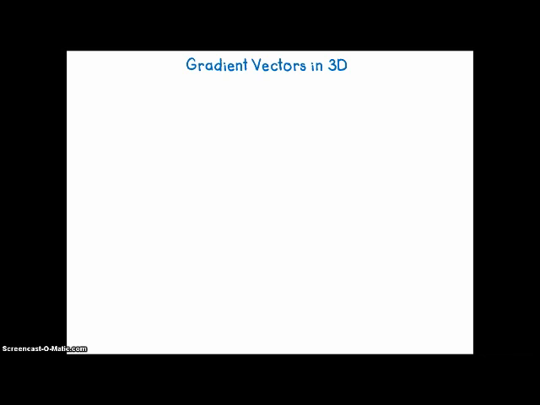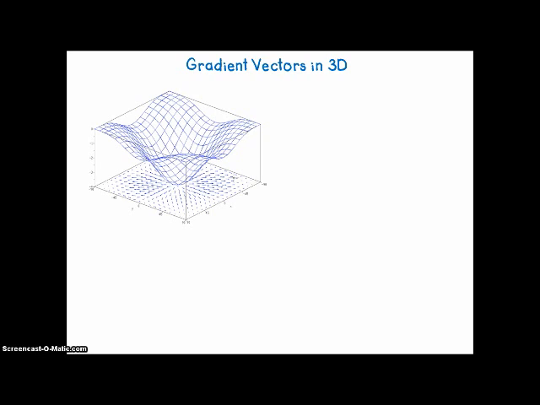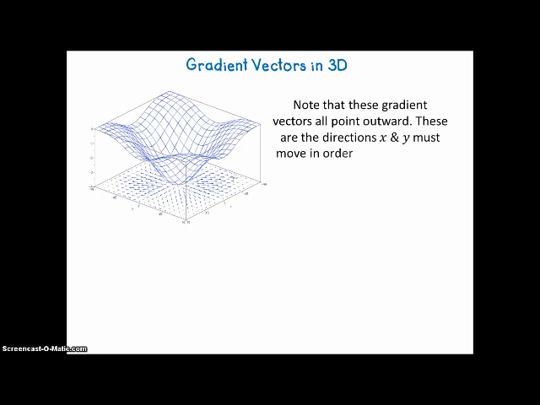Okay, so now let's move up to the next dimension, 3D, which is where gradients start becoming useful. Here's that surface we looked at earlier. Note that these gradient vectors all point outward. These are the directions x and y must move in order for z to increase the most rapidly. Now, also note that these vectors are drawn on the xy plane, whereas what you would do, you would lift them straight up, attach them to a point on the surface, and then that would tell you which way you should move in order to ascend, go up this surface the most rapidly. So, if you're on a point here, unlike 2 dimensions, you've got several choices on how to move upward, you know, at different angles.